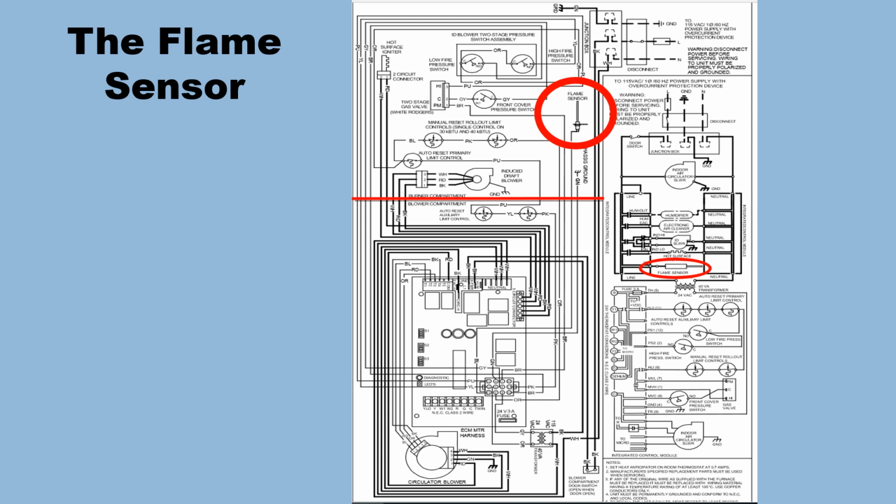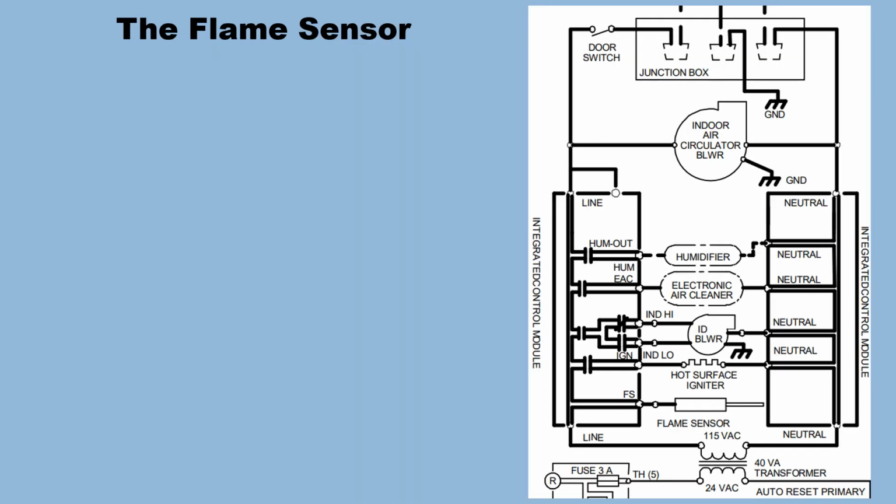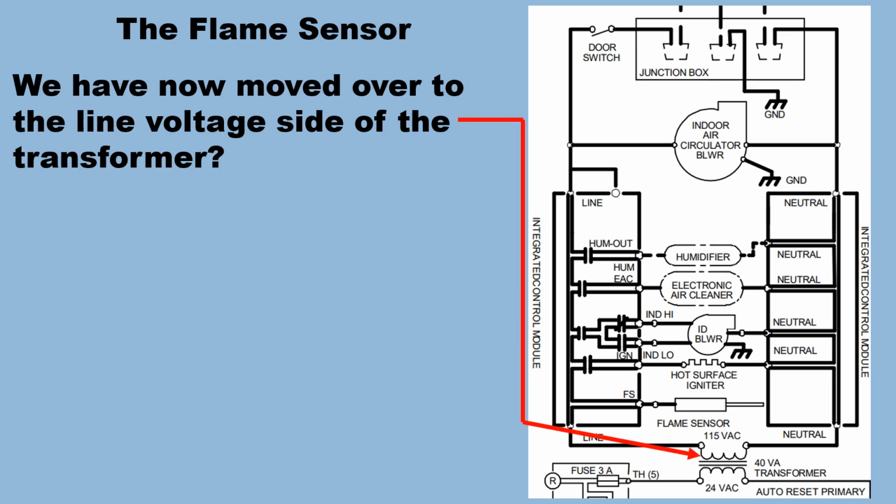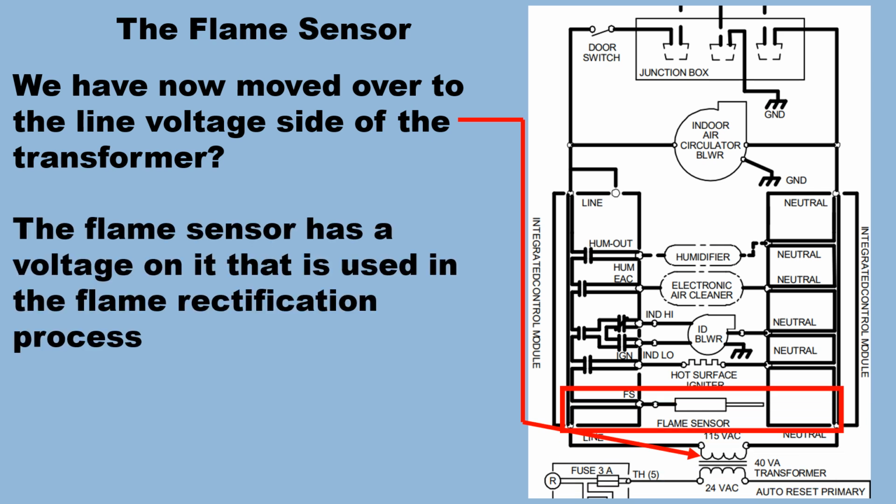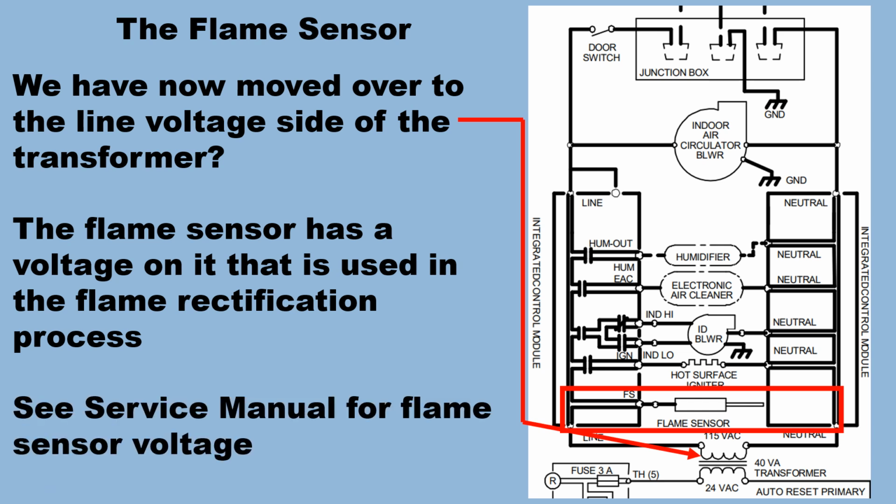Now we have the flame sensor, and we see the flame sensor here, and we see the flame sensor in the schematic here. And we have now moved over to the line voltage side of the transformer. The flame sensor has a voltage on it that is used in the flame rectification process. See the service manual for flame sensor voltage.